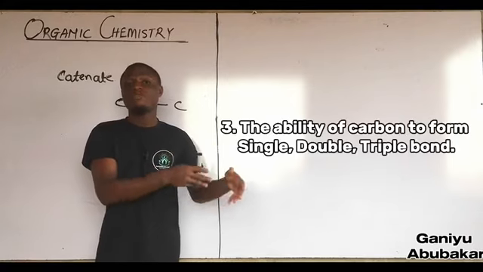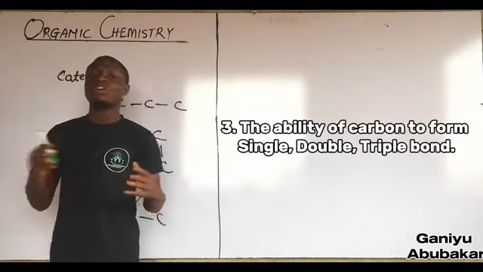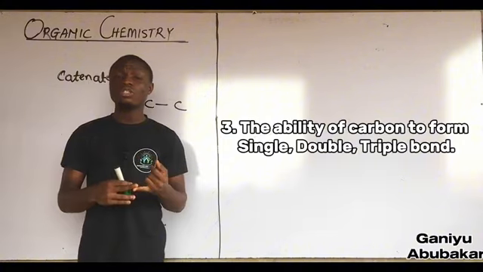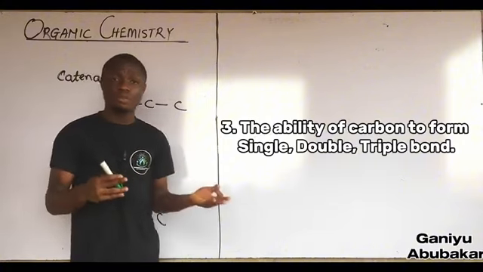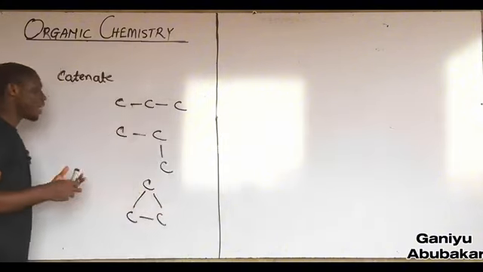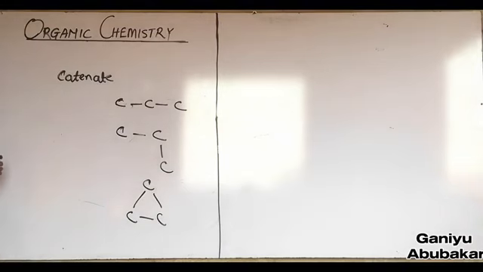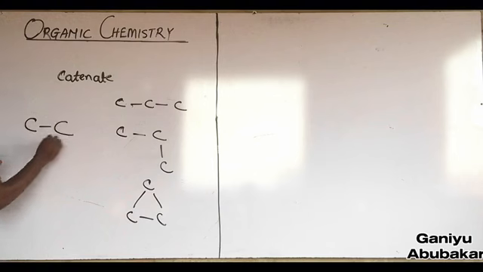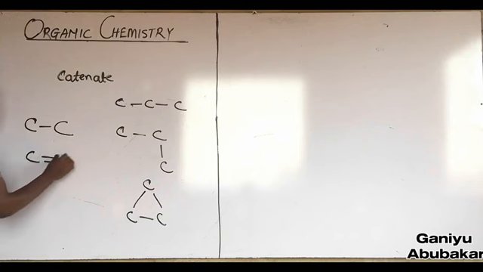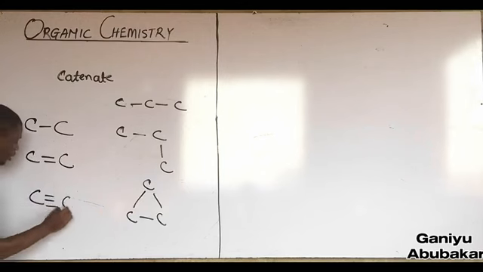The third important reason why we consider carbon as a major element in the study of organic chemistry is the ease or the ability of carbon to combine with one another to form a single bond, double bond, and triple bond. So carbon can easily combine with one another to form a single bond, as in this case. Carbon also can easily combine with one another to form a double bond, as in this case, and it can also combine with one another to form a triple bond, as in this case here.